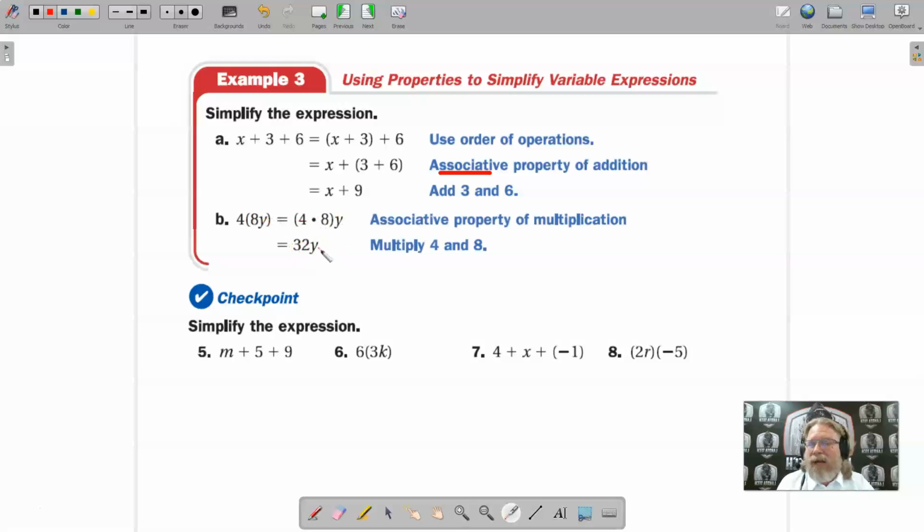We can't get an actual answer yet because we don't know the value of y, but we can simplify this 4 times the quantity of 8 times y and simplify that to 32y.